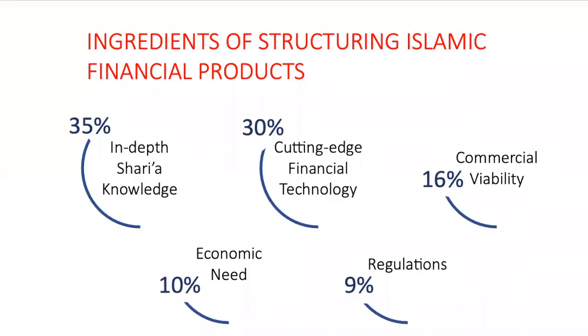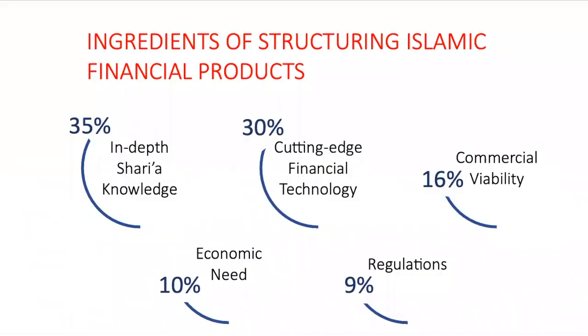In terms of their importance, we have done some surveys over quite a few years, I think 6, 7 years now, probably more, because when we say 6, 7 years, we exclude the 2 years of the COVID phenomenon. So I think about 7, 8 years we have been doing these surveys, and 35% of our respondents give number 1 preference to in-depth Sharia knowledge. 30% of them say cutting-edge financial technology is number 1. 16% of the respondents would say commercial viability, 10% economic need, and 9% regulations. So 2 are very important ingredients of structuring Islamic financial products: in-depth Sharia knowledge and cutting-edge financial technology.